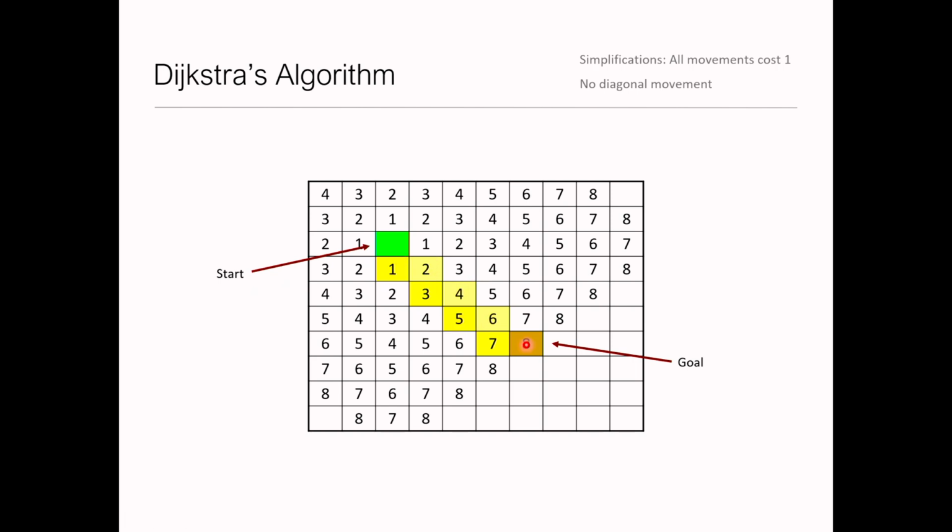You could also go this way: 7, 6, 5, 4, 3, 2, 1. It's a path of the same length. You could have gone this way: 8, 7, 6, 5, 4, 3, 2, 1. They're all valid paths, and they all cost the same amount. So this one finds multiple paths. It finds all shortest paths connecting the start and goal.